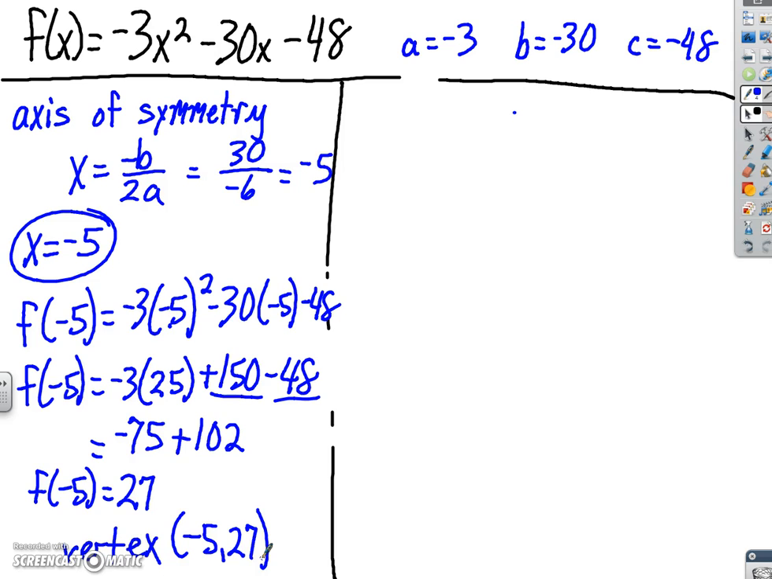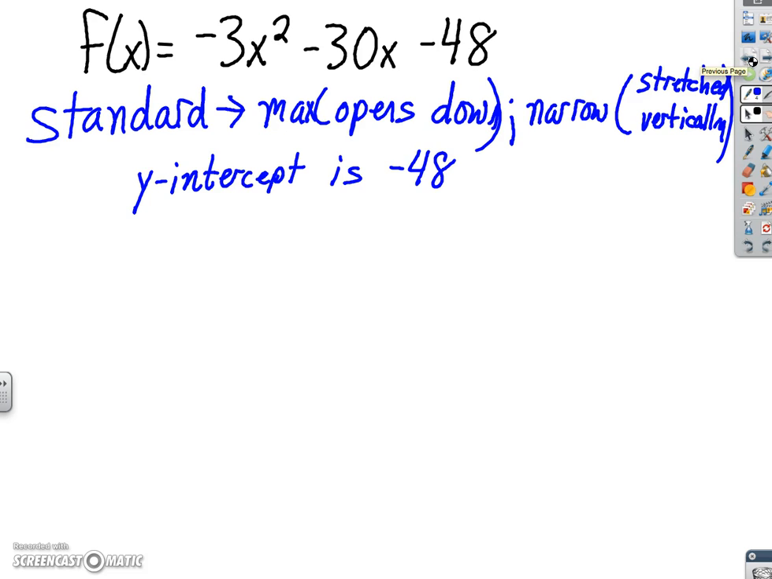Let's go ahead and plug it into vertex form now. Now, in vertex form, remember, the a comes out front, so we still know that we've got a maximum. We still know that it opens down.